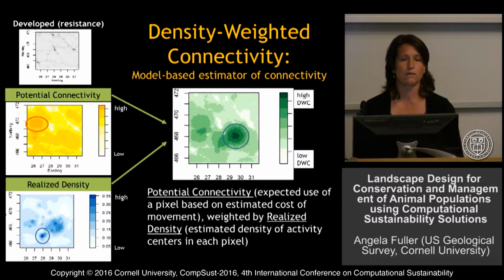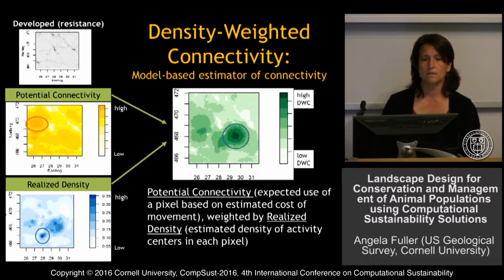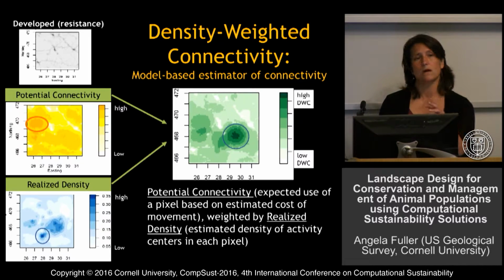We can also calculate realized density, which is the estimated density of individual animal activity centers within every pixel. And so if you look at the realized density surface, the area highlighted in the blue circle are the areas that have the highest density. So we can combine potential connectivity with realized density to come up with this model-based estimator of connectivity that we're calling density-weighted connectivity. So these are areas that have both high densities of the species, but also have high landscape connectivity and allow movement of individuals across the landscape.